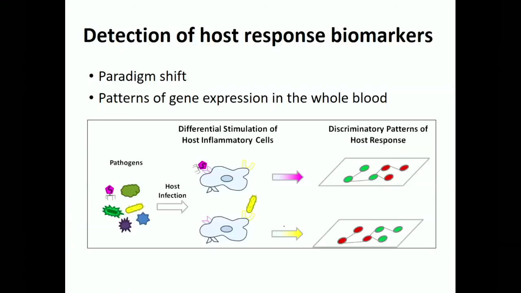So in Mike Levine's group at Imperial, and I know other people are working on this as well, we've been working on a paradigm shift. Instead of looking for the pathogen that may be lying in sites that are not accessible or in numbers that are not detectable, we're looking at patterns of gene expression in whole blood, and patterns that are specific enough to allow for distinguishing between different diseases.